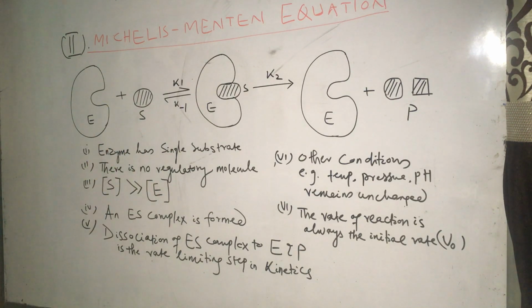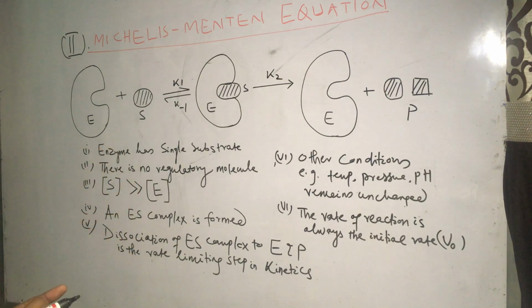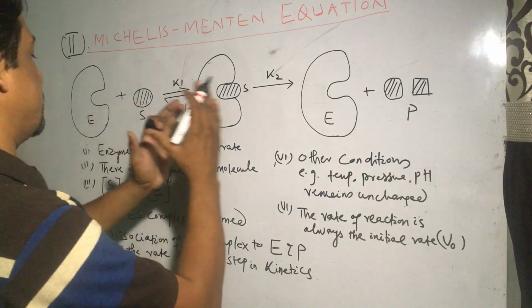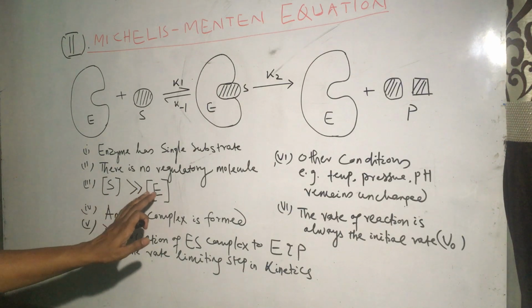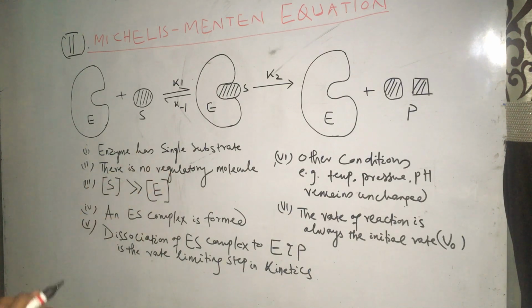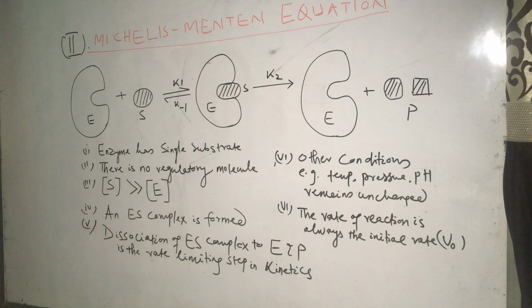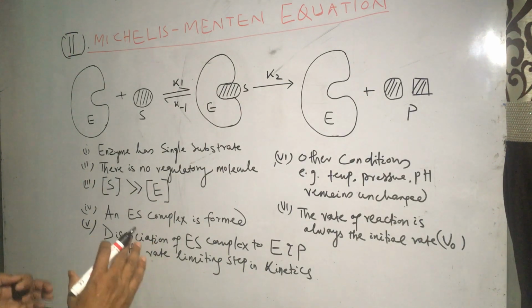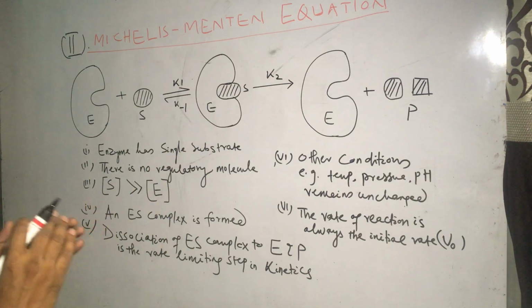There is no regulatory molecule attached to the enzyme, so during the reaction the complex will consist of only enzyme and substrate, not any other molecule. The substrate concentration is higher than the enzyme concentration. An enzyme-substrate complex is always formed during an enzymatic reaction. So that is the most important assumption we have.